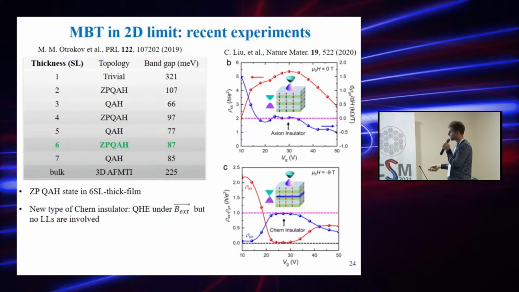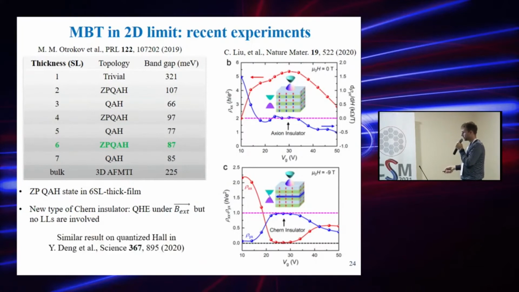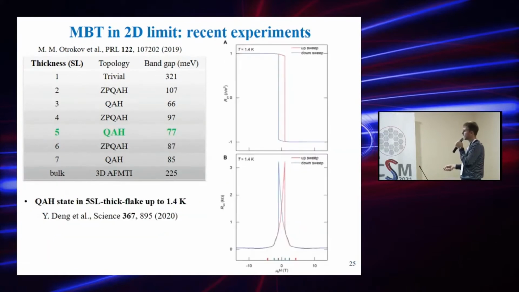This is under external magnetic field as well, but there are no Landau levels involved. So this is a kind of new type of Chern insulator, if you wish. And a similar result was achieved by Deng and co-authors, who were actually able to realize truly intrinsic quantum anomalous Hall effect, meaning that the resistivity is now quantized without external field, as you can see here.